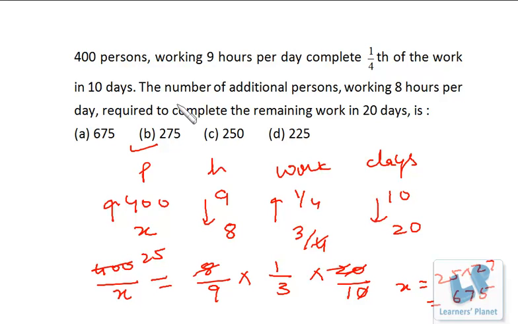Okay friends, the number of additional persons has been asked. If you do not concentrate on this, you can mark 675 also, which is also over there. So just be careful about marking the answer. I hope you are clear with the concept.